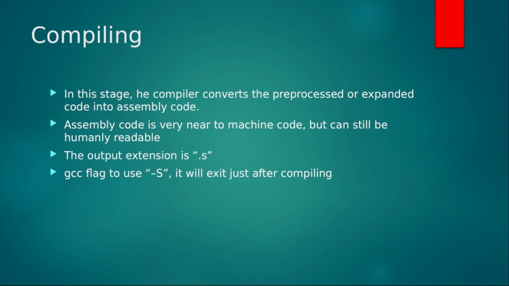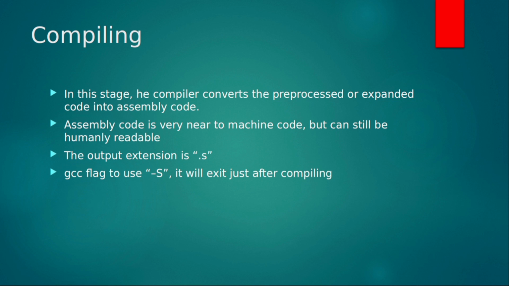It is so near to your machine code. However, it is still humanly readable, and a lot of people can actually write code in assembly. It's a good skill to have. If you have such a skill, you'll be very good at debugging. You'll be very good at hacking software and code. However, in compiling, the output of compiling is assembly code, and the extension would be the .s extension. For us to see this output, we would have to use the flag -S.